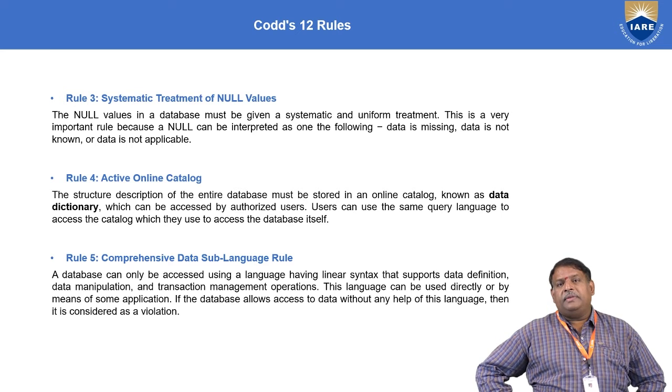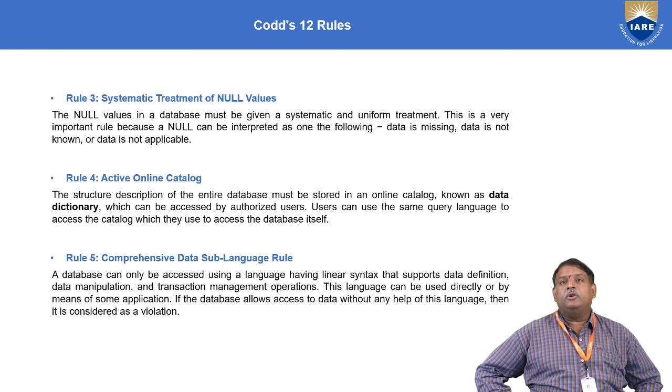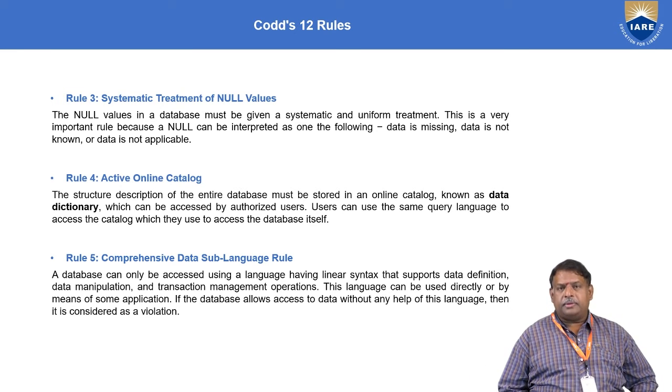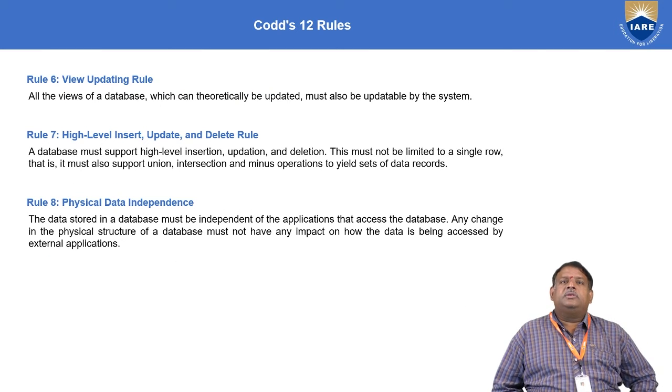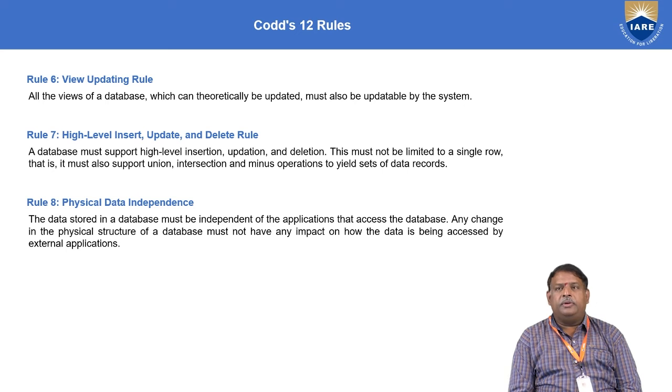He also says that if the database allows access to data without the help of this language, then it is considered a violation. It is not considered to be a good database. The sixth rule is the view updating rule. All the views of the database which can theoretically be updated must also be updated by the system. It says that all the views which can be updated can also be updated by the system itself.